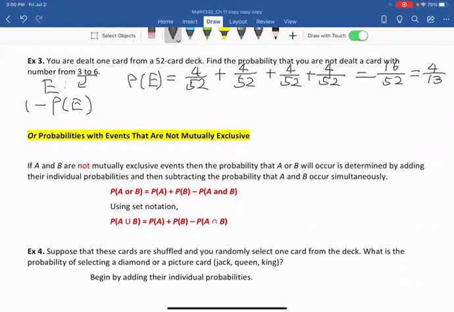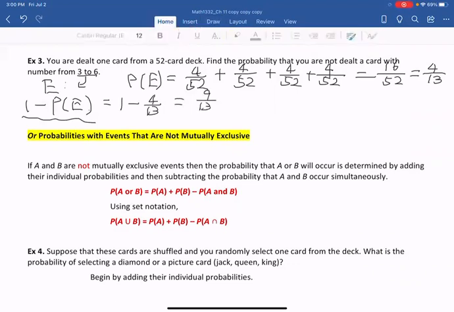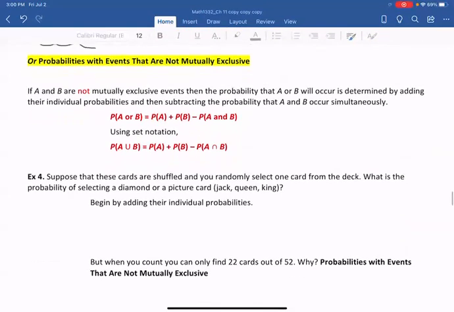How about 1 minus the P of E? That equals 1 minus 4 divided by 13, which is 9 over 13. Okay, let's move on to the next part: probabilities with events that are not mutually exclusive. We learned about two events being mutually exclusive. How about not mutually exclusive?